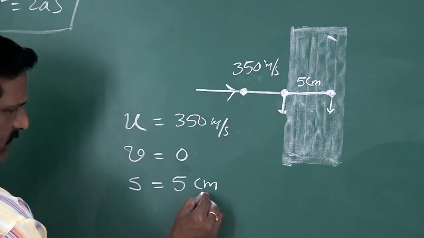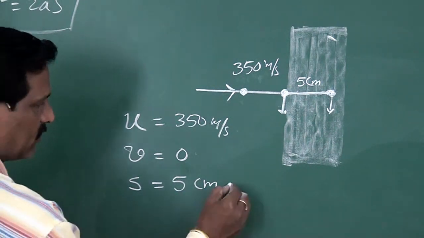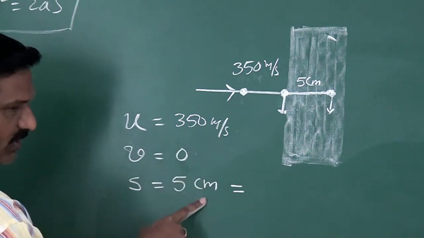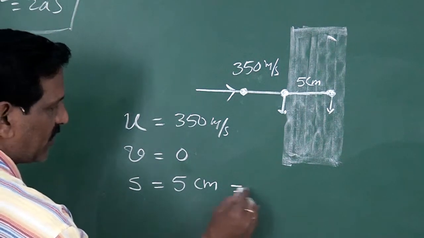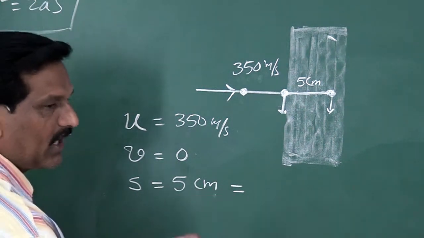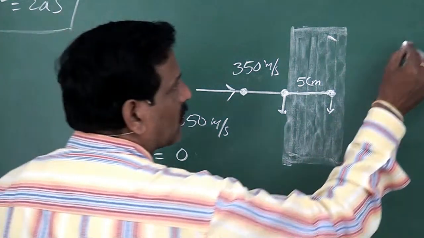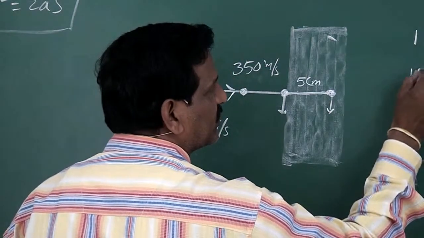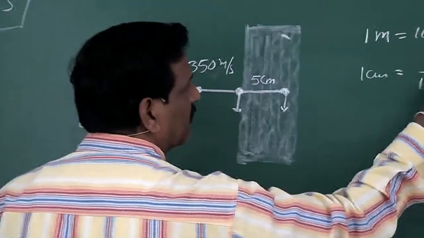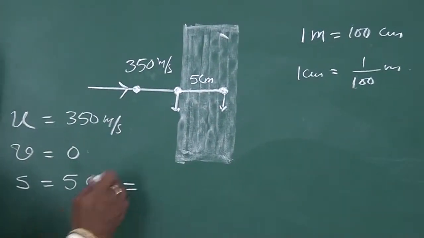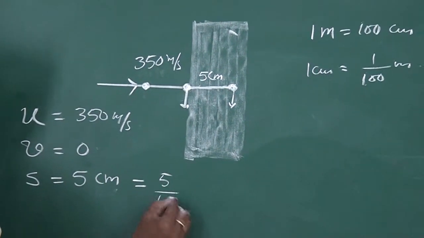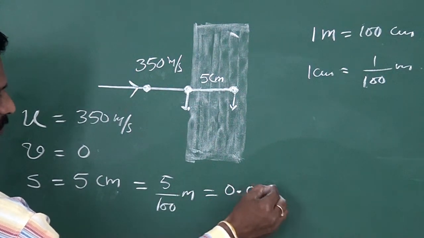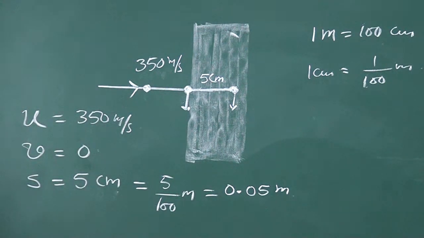And here, the centimeter should be converted into meter, because this velocity is in meter per second. So, 5 centimeter means 5 by 100 meter, because 1 meter is equal to 100 centimeter. Then 1 centimeter is equal to 1 by 100 meter. So, 5 centimeter means 5 by 100 meter, which is 0.05. So, 0.05 meter, this is the distance.